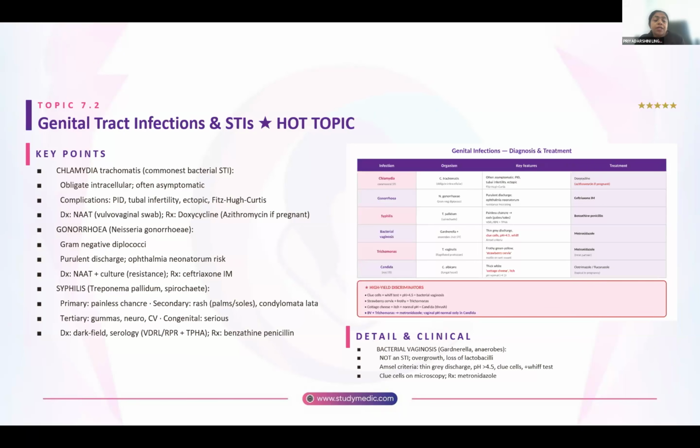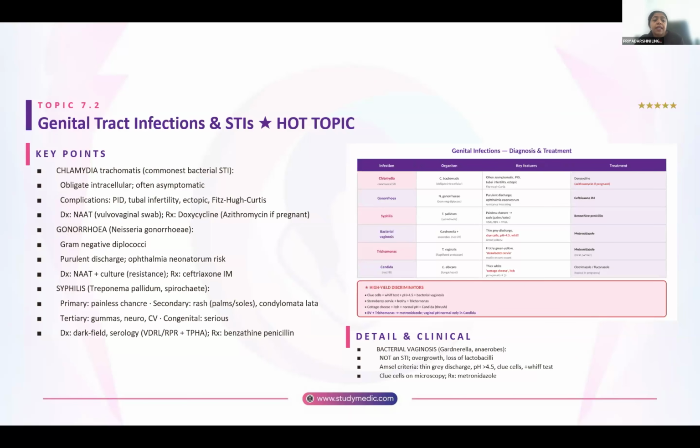The second most common organism that you're going to see here is gonorrhea, Neisseria gonorrhoeae, which is a gram-negative diplococci. The difference between chlamydia and gonorrhea is that gonorrhea is going to have purulent discharge, and also the baby is at risk of developing ophthalmia neonatorum, which is again seen in chlamydia also. The diagnosis of this is going to be using NAT. You can do the culture test also. The treatment of choice is going to be IM ceftriaxone. These are the key differences between chlamydia and gonorrhea. Again, one common area where it can be a trap for the exam-going candidates. Know the difference between chlamydia and gonorrhea.